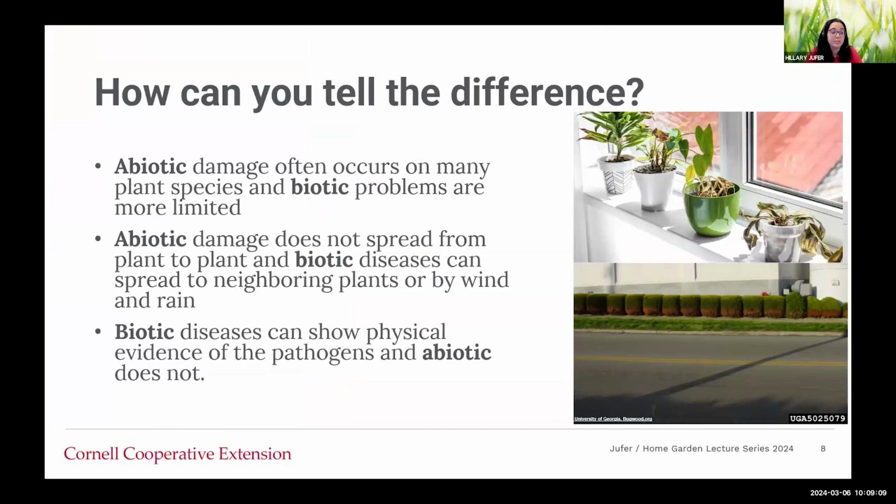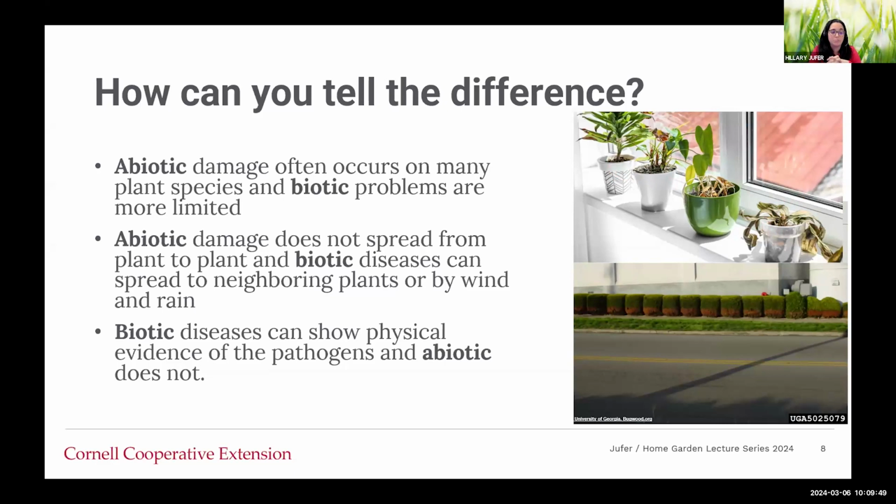How can I tell the difference between abiotic and biotic? It takes some time and some practice, but it's definitely doable. So abiotic damage often occurs on many plant species, so across plant species, whereas biotic problems are more limited to specific species. So I look at this top picture. Granted, it's not outside, it's on a windowsill with house plants, but I'm noticing that every single one of these plants has some browning, has some death, looks kind of funky. So I'm going to look at it and say, these are all different species in these plants.